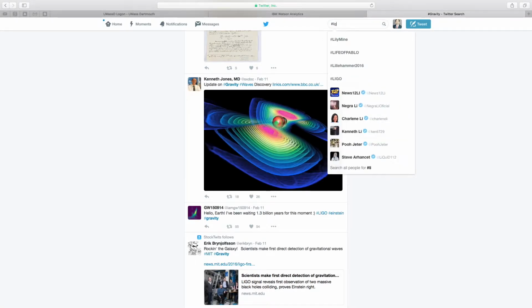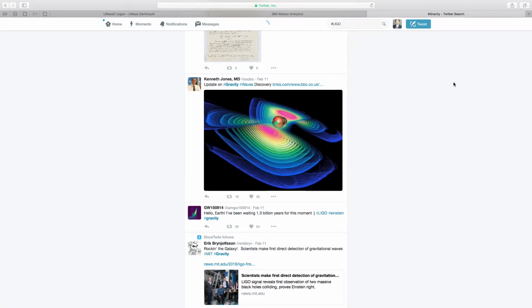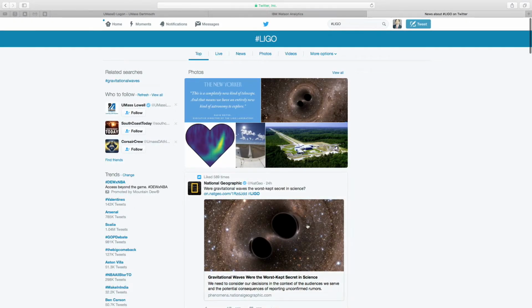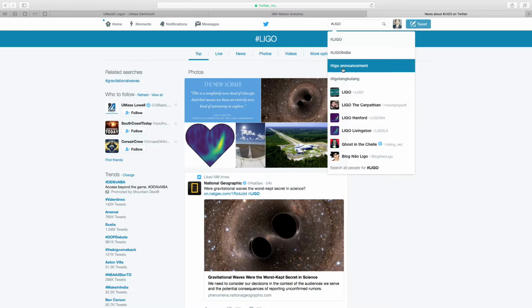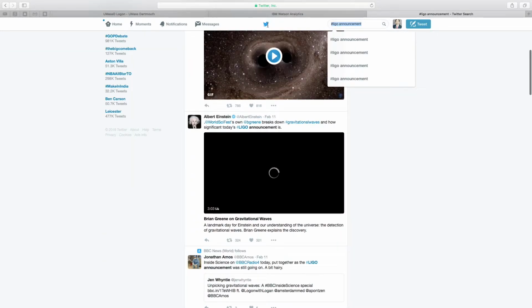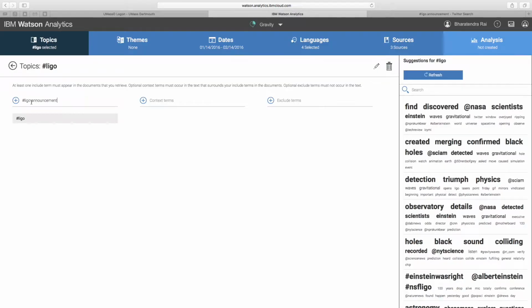So ligo in Twitter, we have ligo. And you can see this is also relevant to gravitational waves. There is the ligo announcement, so I'm going to use this too. It also allows us to use context terms and also exclude any terms. And on the right side, you also see some examples of tweets that can help you in refining your terms.